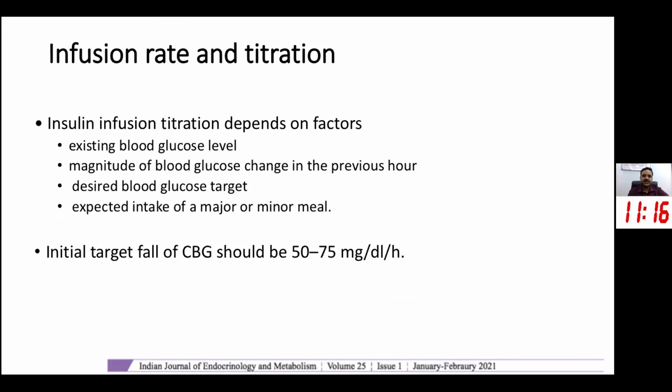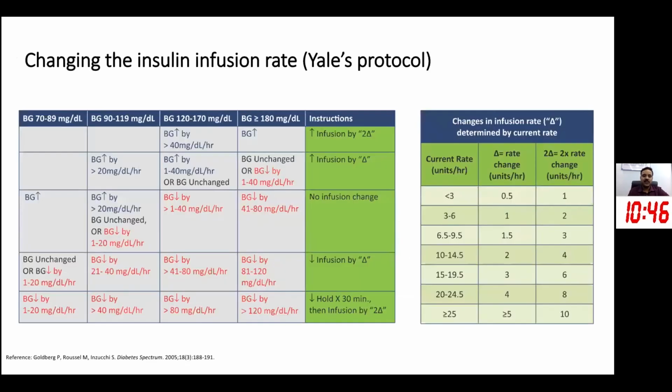Infusion rate and titration: insulin infusion titration depends on various factors, that is, the existing blood glucose level, magnitude of blood glucose changes in the previous hour, desired blood glucose target, and expected intake of major or minor meals. The initial target fall should be 50 to 75 milligram per deciliter. If it is less than 50, we need to down titrate. If it is more than 75, we need to up titrate the insulin infusion.